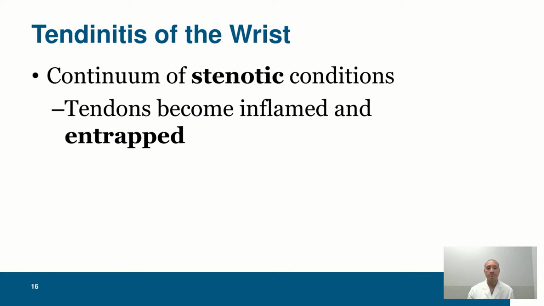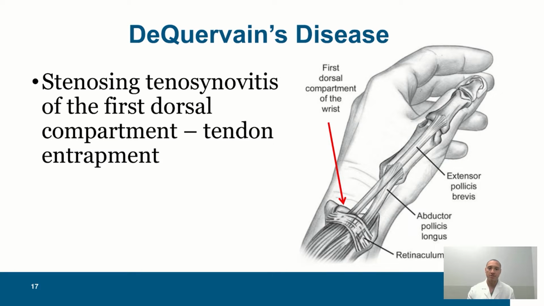Next slide, please. So we'll talk about de Quervain's disease. This is very, very common, one of the most common forms of tendonitis. We call this stenosing tenosynovitis of the first dorsal compartment. There's that term again. What we see in the picture here is a diagram of the first dorsal compartment. That's just a term for the compartment in which these extensor tendons live. There are two tendons that go out to the thumb that get entrapped in this area and become inflamed.